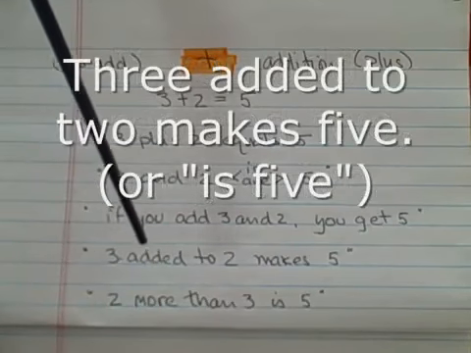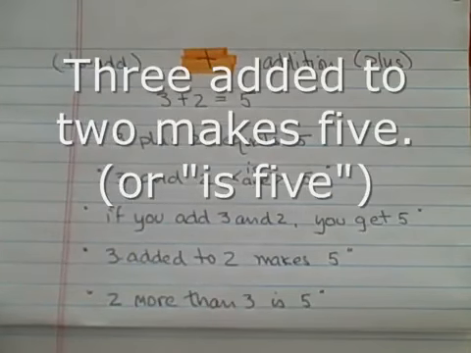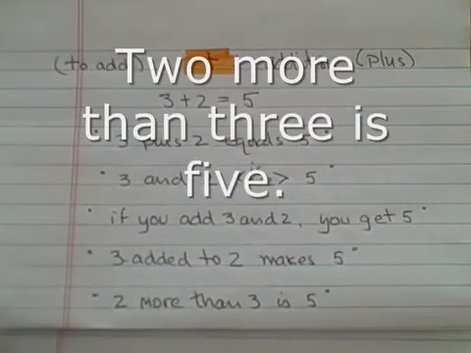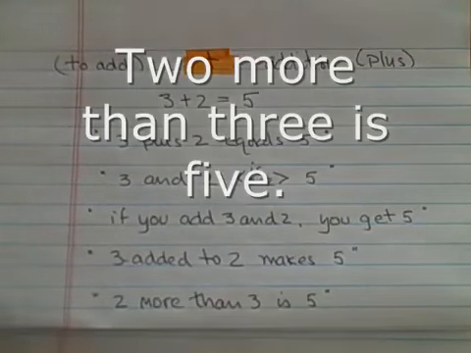Or you can say 3 added to 2 makes 5. Or 3 added to 2 is 5. Or you could say 2 more than 3 is 5. Okay, that's addition.